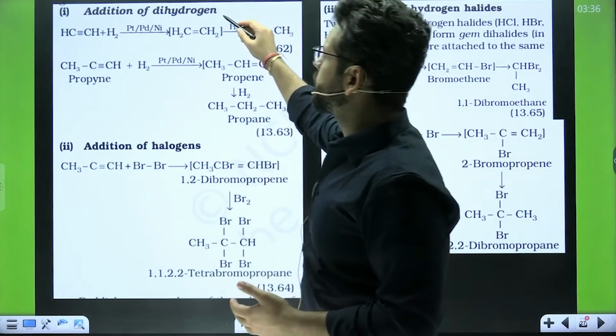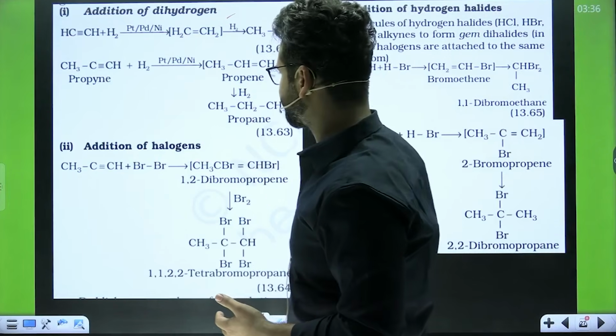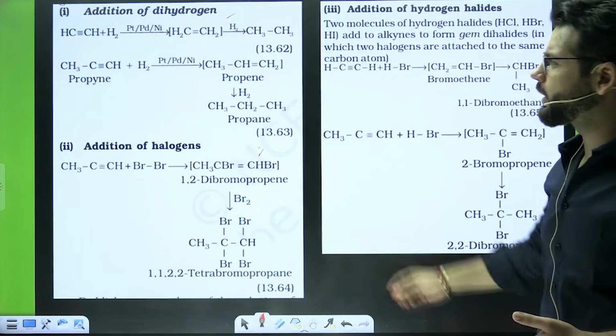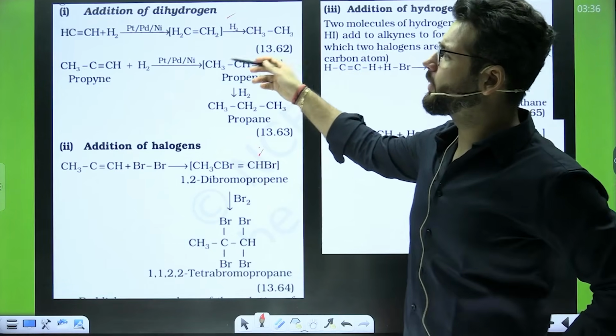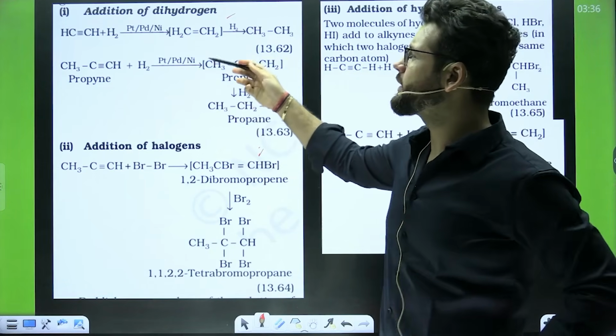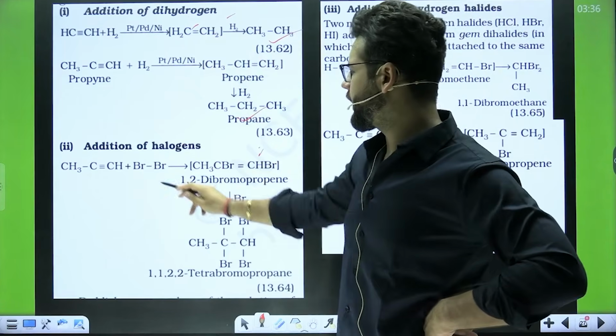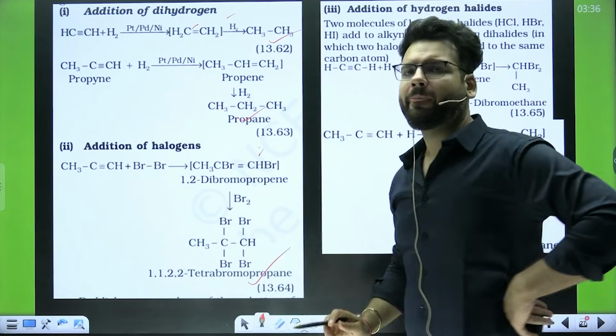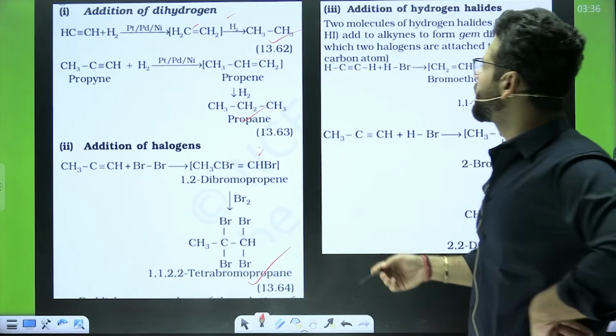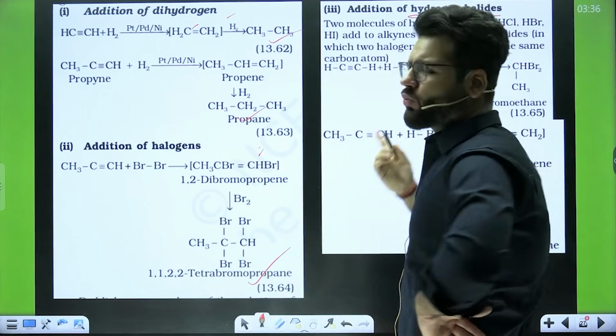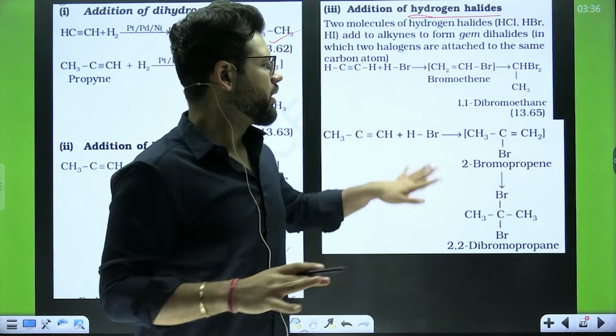Addition of dihydrogen, this reaction I have already told you. Addition of halogens to the alkyne you can do. Same thing, same chemical properties of alkynes now I'm showing you. Alkynes to alkenes, alkynes to alkanes, alkynes to tetrahalides. If you add bromine 2 times, it will add. Addition of HX again 2 times. Same Markovnikov rule, same to same.